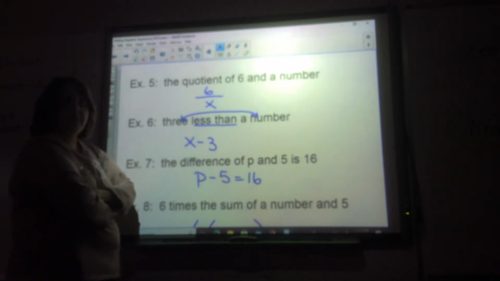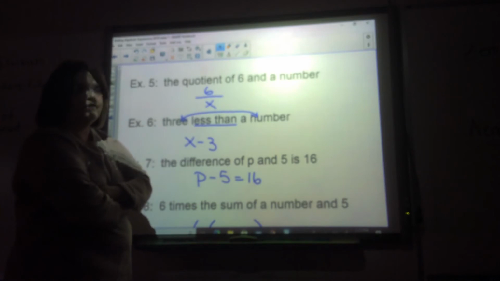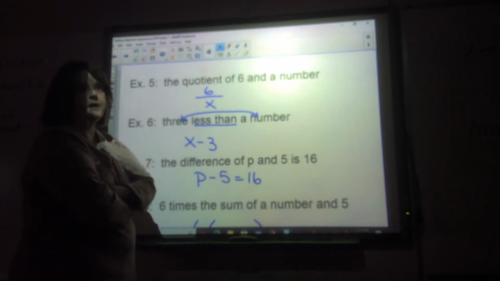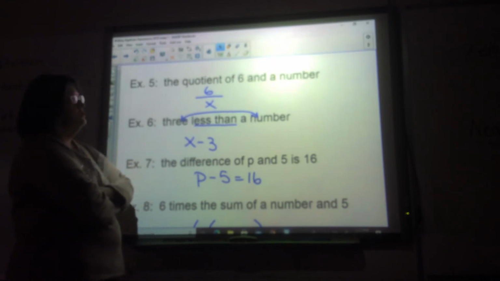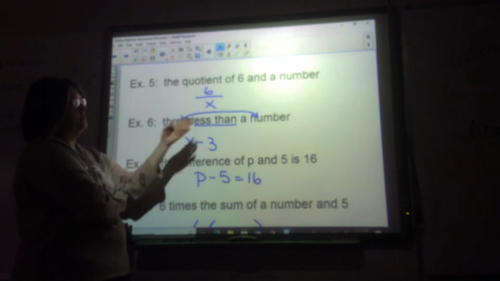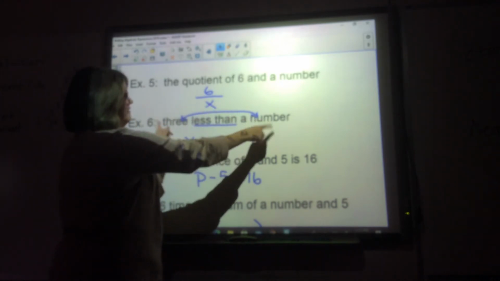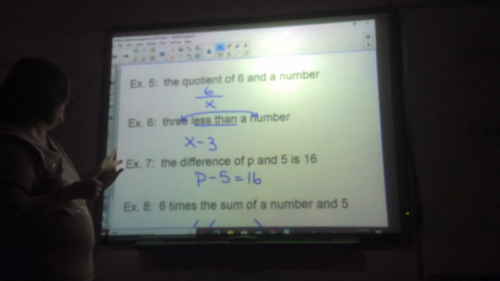If I said 3 less than your age and your age is 15, that doesn't mean I'm doing 3 minus 15. That means I'm doing 15 minus 3. 3 less than your age is 12. It's not negative 12. So just so you understand, the word less than flips it. So whatever is here, flip it around. And don't forget that. That's going to be your common mistake.